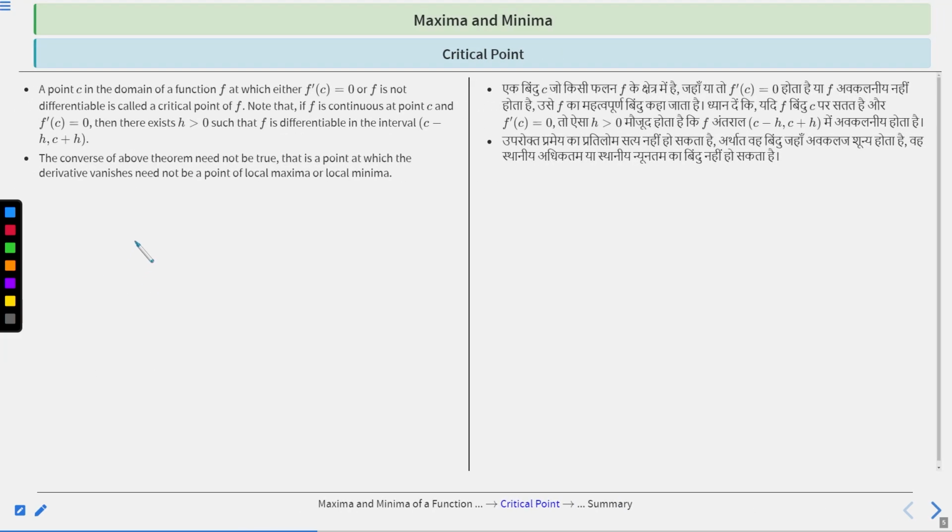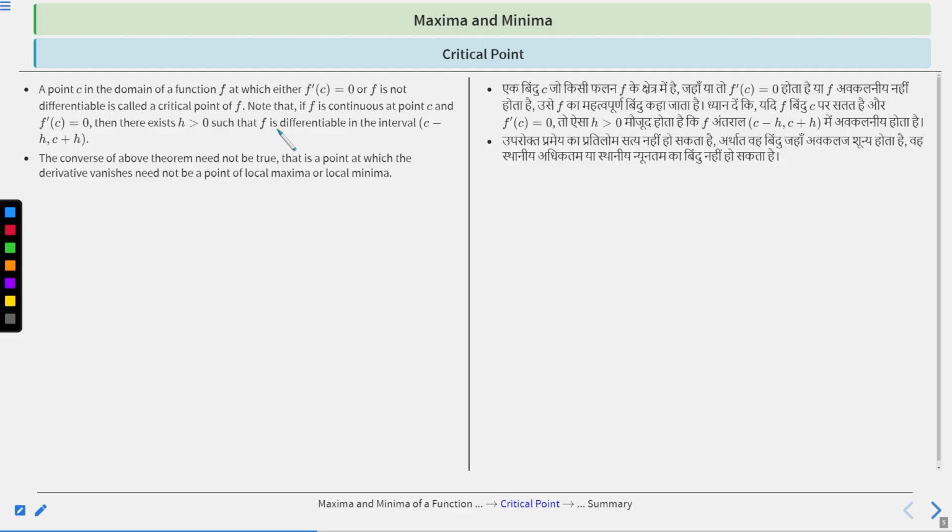Now, let's discuss what is critical point. A point c in the domain of a function f at which either f dash equal to 0 or f is not differentiable, right? Two conditions should be satisfied. First is f dash equal to 0 at any point c, and second condition is f is not differentiable, is called a critical point of f.